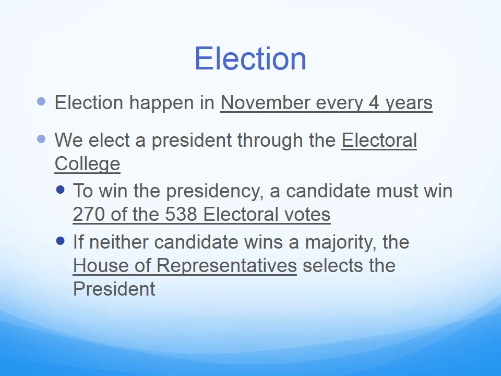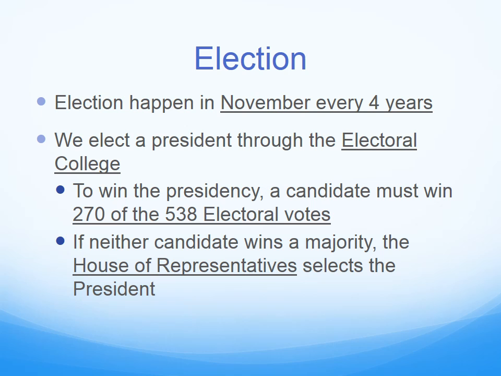All right, so the election. It needs to happen in November. It happens every 4 years for the presidential election. People forget that we have elections throughout the rest of the years in between these, but people for some reason only think that the president's important, and so they only come out every 4 years to vote, which causes problems in the long run. All right, so we elect a president through what we call the Electoral College process.